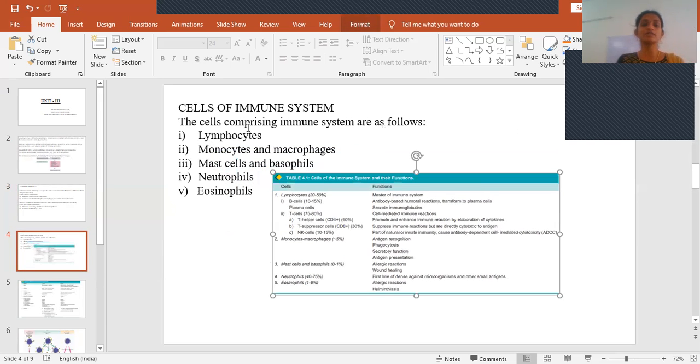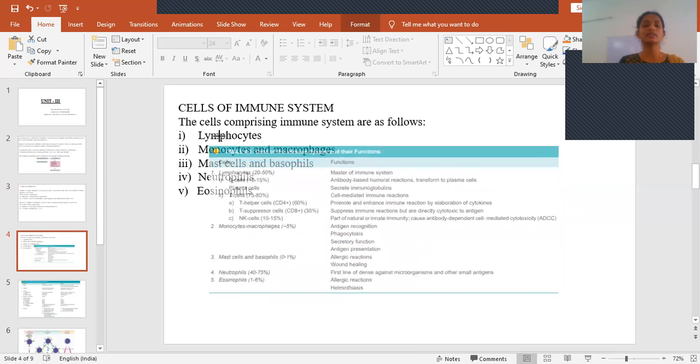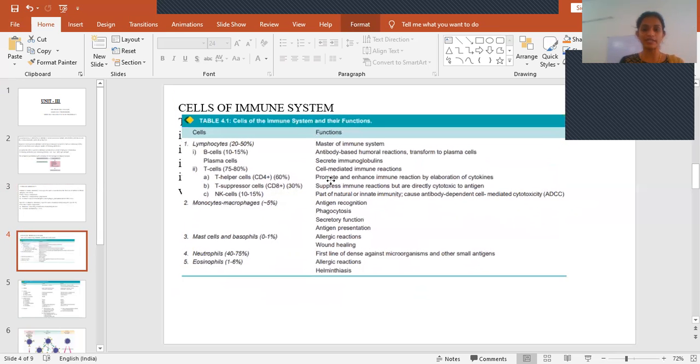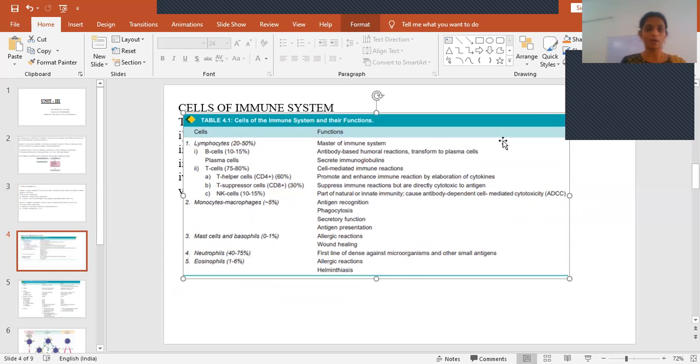Lymphocytes. So in lymphocytes, again, T lymphocytes and B lymphocytes, monocytes and macrophages, mast cells, basophils, neutrophils, and eosinophils. So these are the different types of cells which are involved in the immune reactions. So we'll be seeing in detail what are the different roles of each kind of cells.